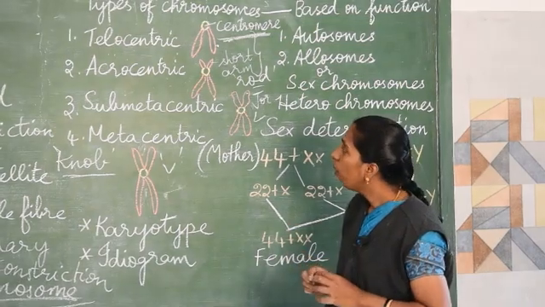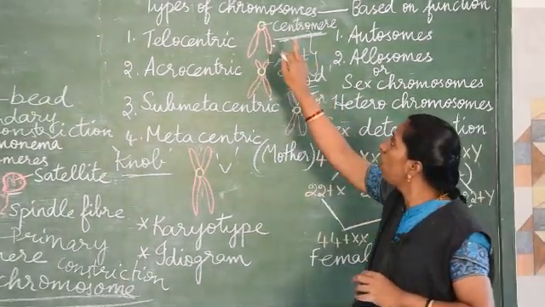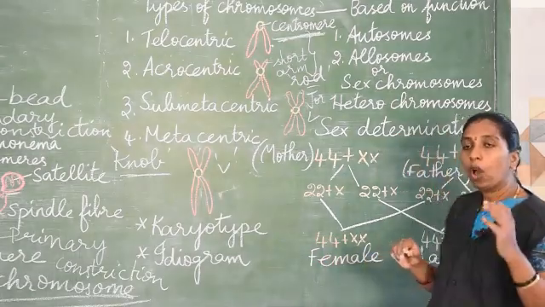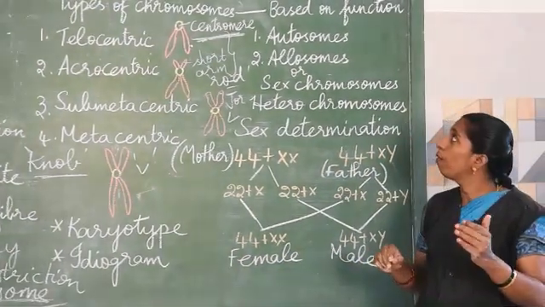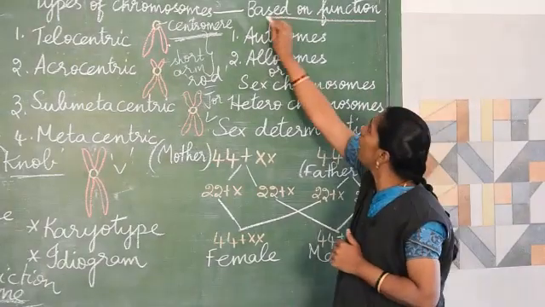So now we have learnt the types of chromosomes based on the centromere. Now we shall learn the types of chromosomes based on function.